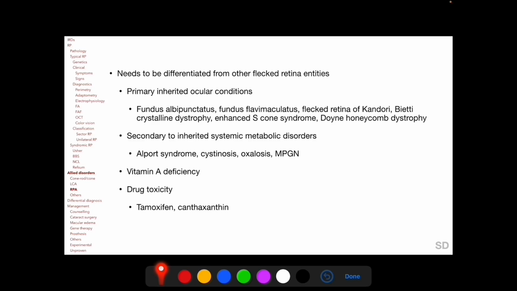Retinitis punctata albescens is one of the flecked-retina entities presenting with white dots in the fundus. Other flecked-retina entities include primary inherited ocular conditions such as fundus albipunctatus and fundus flavimaculatus, entities secondary to inherited systemic metabolic disorders such as cystinosis, oxalosis, and Alport syndrome, vitamin A deficiency, and toxicity from drugs such as tamoxifen and canthaxanthin. We'll be discussing some of these entities in subsequent sessions.